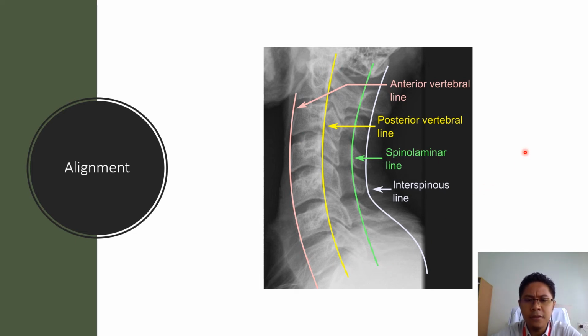So if there's any breakage, any fracture, any dislocation, we will see that any of these 4 lines will be interrupted. At that point, we must suspect there might be some degree of cervical injuries.